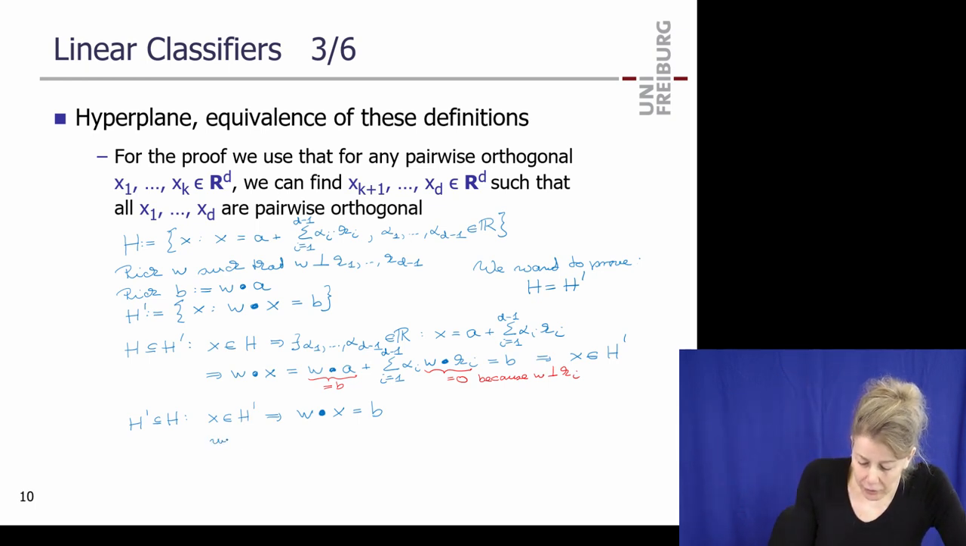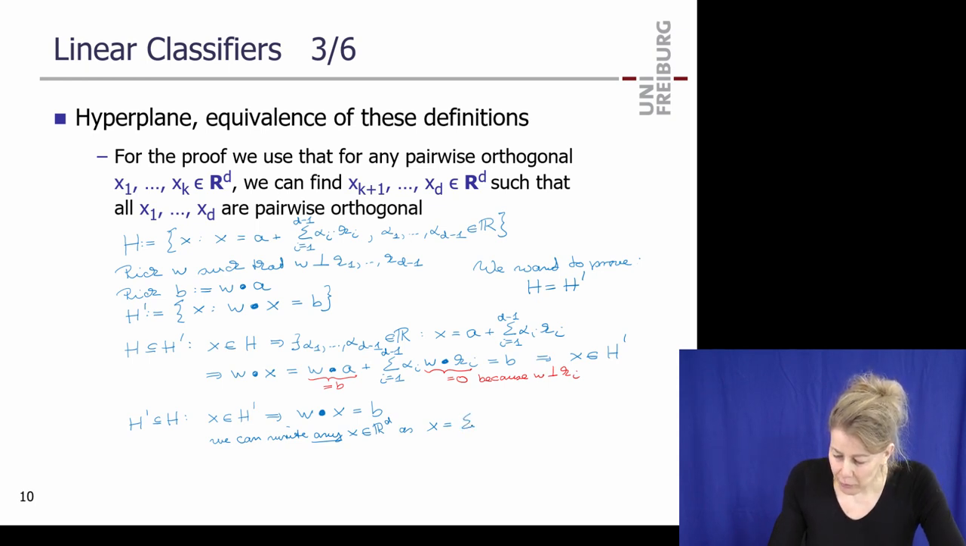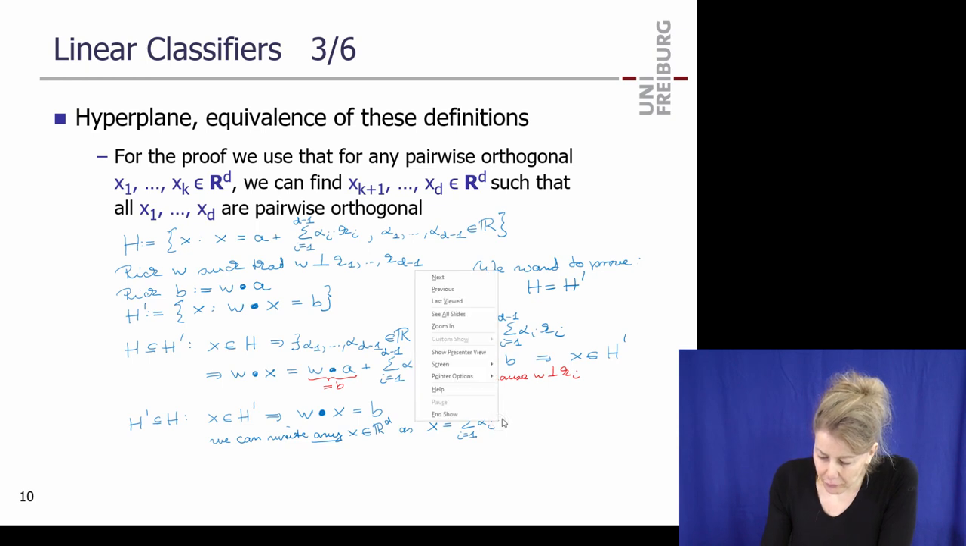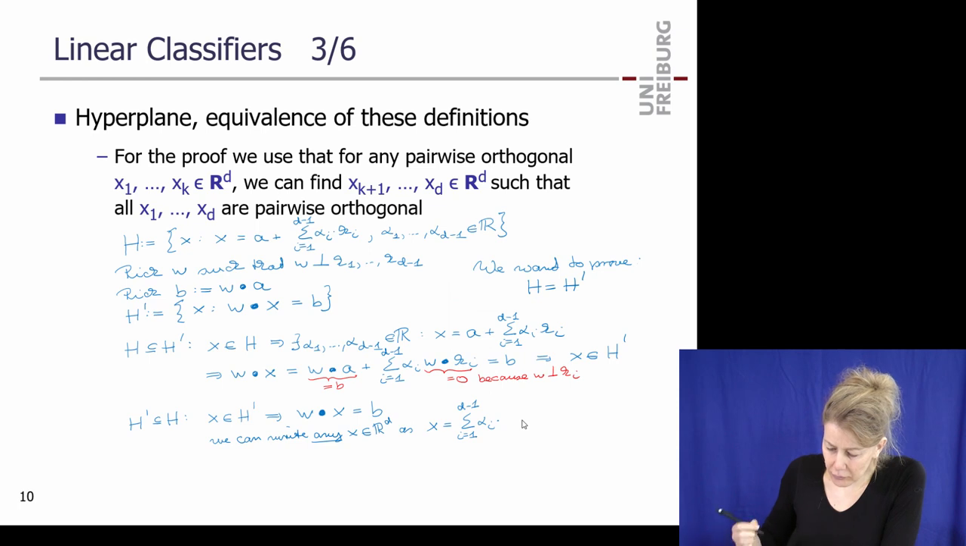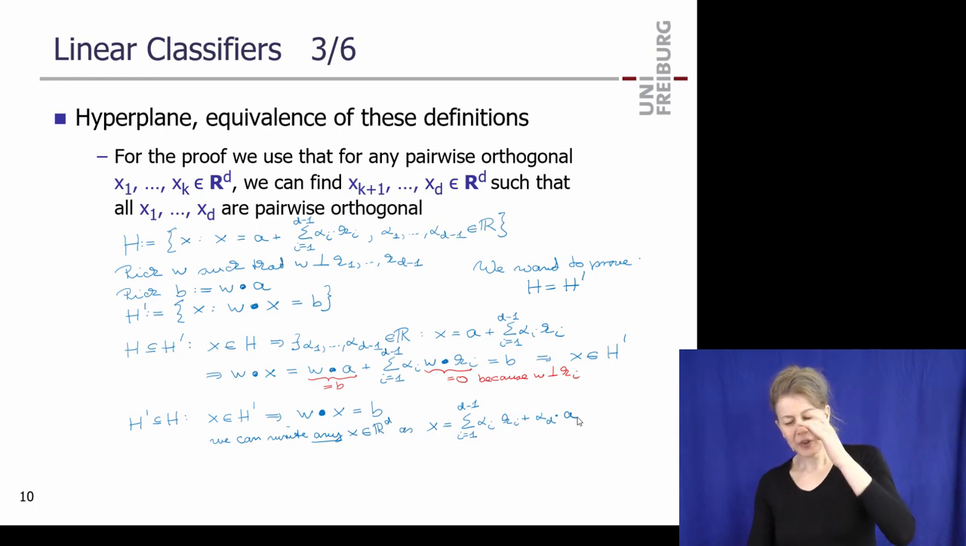Okay, how do we go about this? We can write any x from d-dimensional space, where we are now, as x equals, well, we can write it as the sum of these h things, from i=1 to d-1 of alpha i times h i, plus alpha d times, and let's take the a.